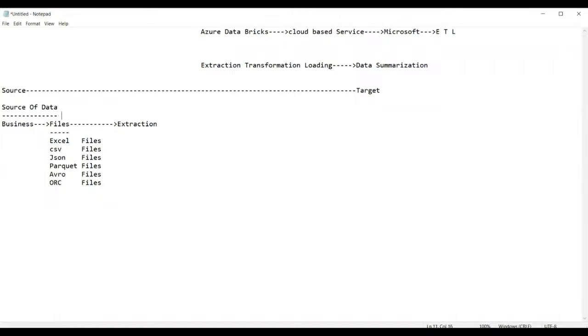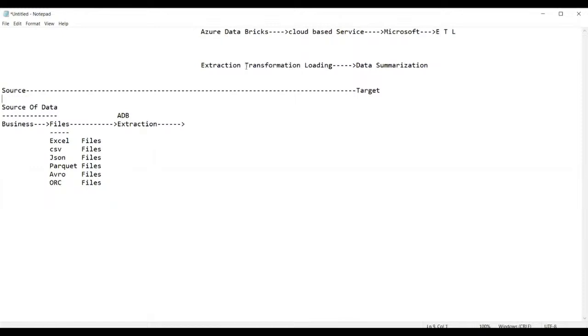And now, guys, this extraction is done by using ADB, that is called Azure Databricks. By using Azure Databricks, we perform the process of extraction, that means extraction of data. Then extraction is done. Then next, what is the process you have? Tell me now, guys. The next level of processing is what?